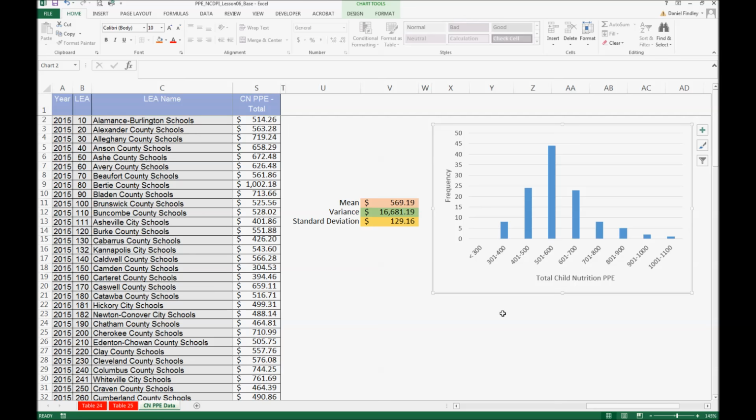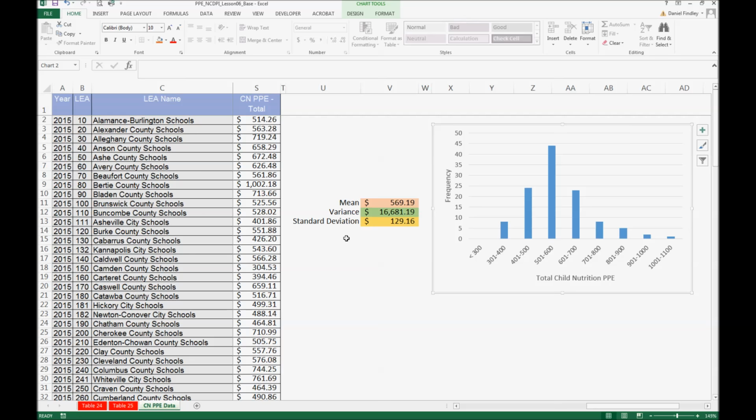$129.16, and the standard deviation represents the spread of these individual observations, each one representing a local education agency, an LEA, or a school system. And so the standard deviation is giving us an estimate of the spread of that data, and we know from our rules of distribution that approximately 2/3 of the observations will occur within one standard deviation of the mean. Approximately 95% will occur within 2 standard deviations of the mean.